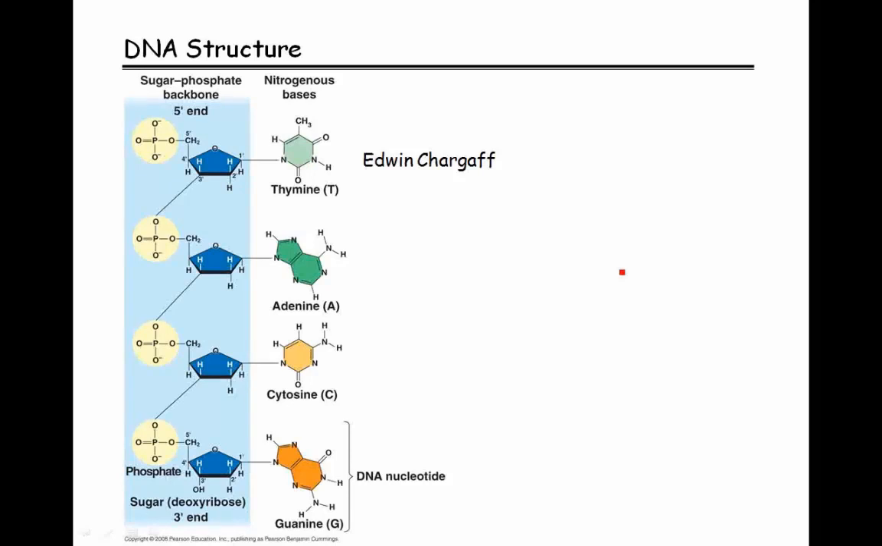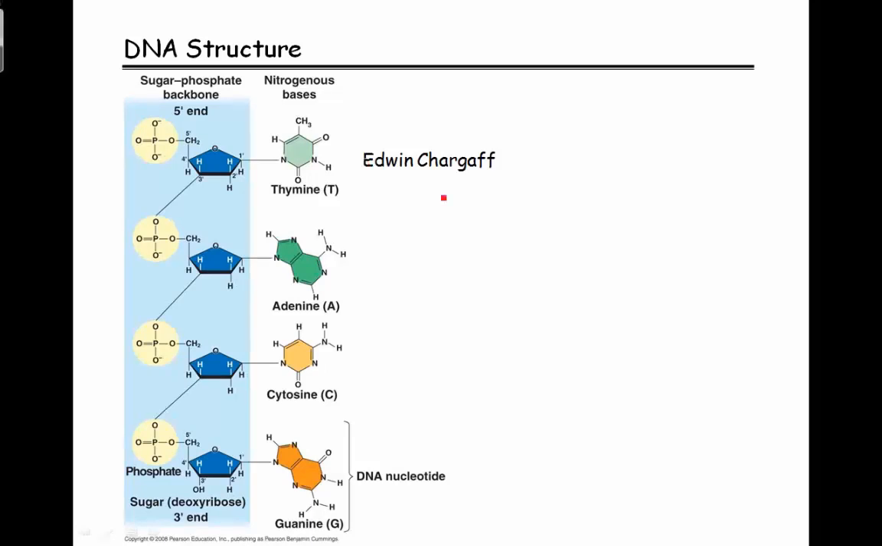And he made a comparison between the different organisms that he looked at to determine if they all were very consistent in the amount or percentage of T versus A, C, or G. What he found was that the percentages of the bases were highly variable depending on what organism he was actually looking at. But he did come up with a few rules.